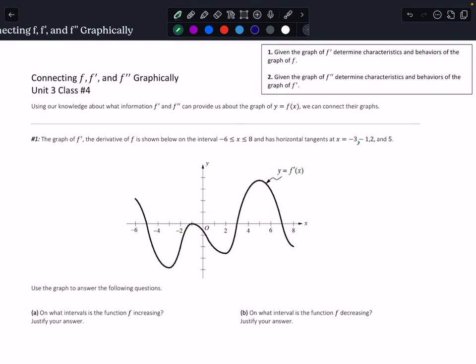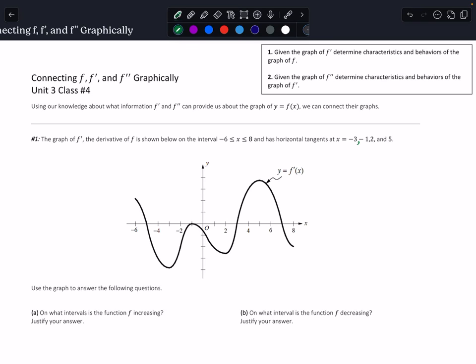In today's lesson, we will be connecting f, its first derivative f prime, and its second derivative f double prime graphically. A lot of the work we've done the last 2 weeks falls under the concept of properties of curves. What can we use the first and second derivative to tell us about our original function f?